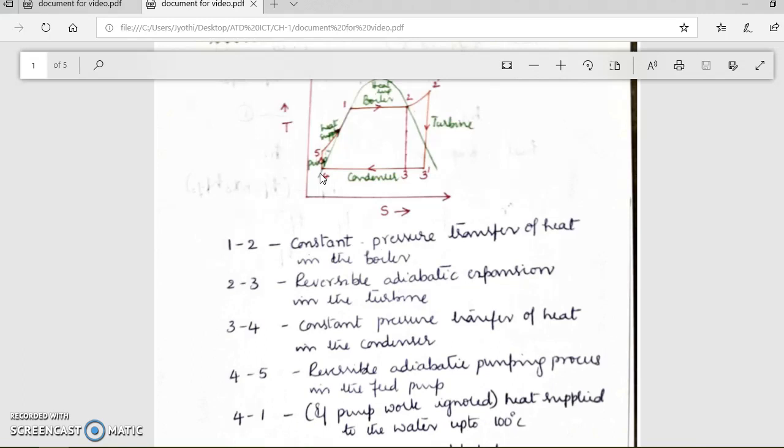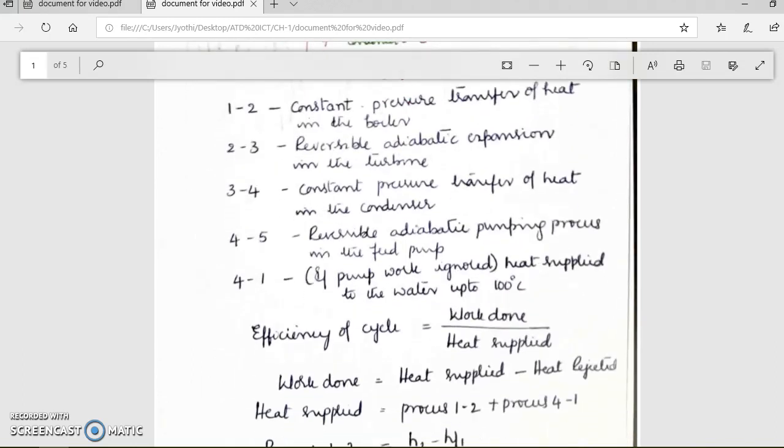That is why we usually ignore the pump work when compared to the output of the turbine. Then again, 4 to 1, if pump work is ignored, is the heat supplied to the water up to 100 degrees centigrade. We know that the efficiency of a cycle is the ratio of work done to heat supplied. Work done is nothing but heat supplied minus heat rejected.